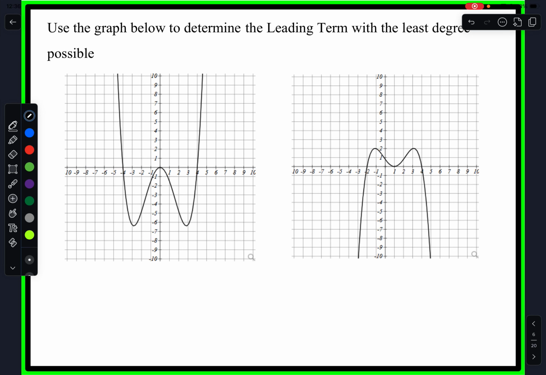In this example, we need to use the graph below to determine the leading term with the least possible degree. So with the least degree possible. The idea is that we have polynomials again. So recognize first of all this is a polynomial. So there's going to be an equation in the following format.